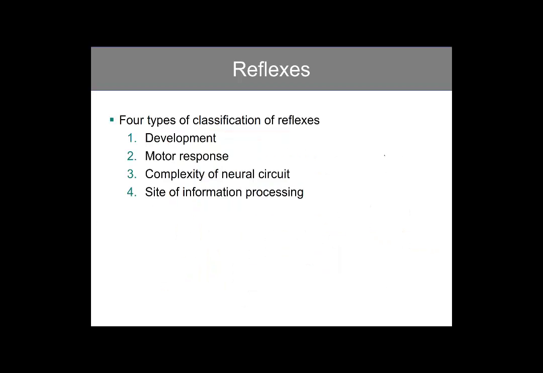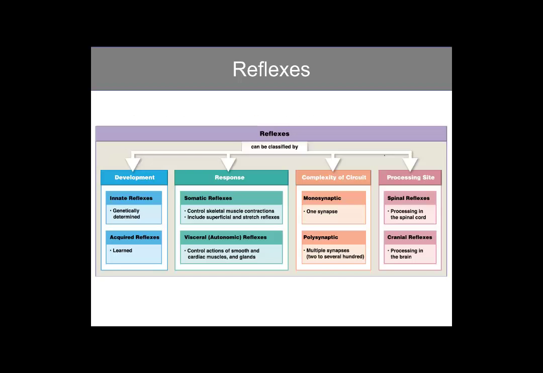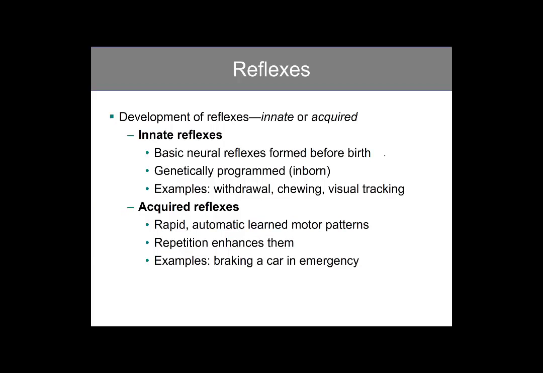We can classify reflexes into 4 different types. They can be classified developmentally, by motor response, by complexity of the circuitry, as well as by the site of processing of that information. Here's a figure that breaks that down. The next slides go into each of these categories individually, and we'll start with the development of reflexes. Reflexes can be innate or acquired.